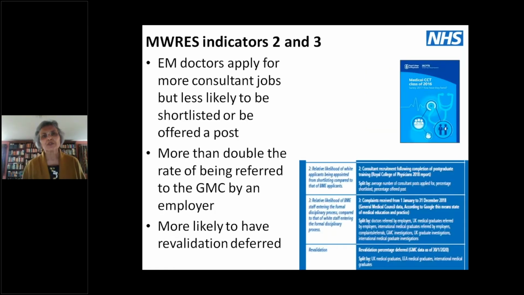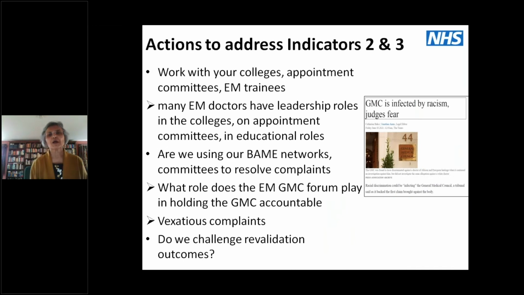Let's look at indicators 2 and 3. This indicator 2 was inspired by the Royal College of Physicians' ability to analyze, over about 8 years, doctors' applications for consultant jobs, and to see that there is an ethnic variation in likelihood of being shortlisted and likelihood of being appointed. And number 3 relates to double the rate of being referred to the GMC and a likelihood of having revalidation deferred.